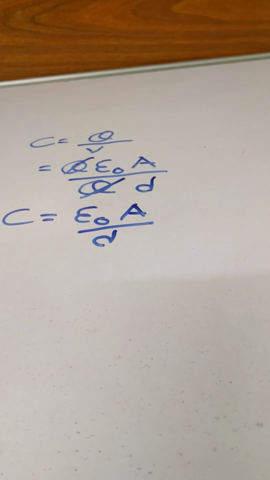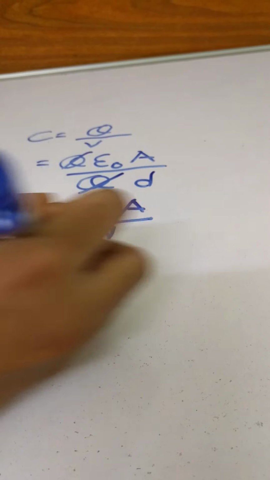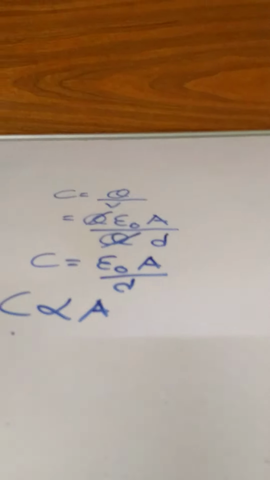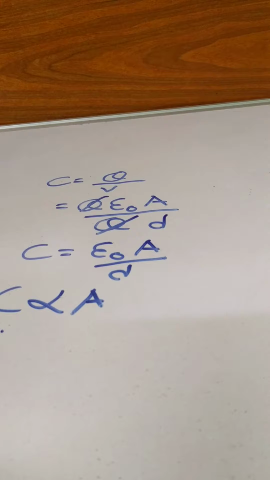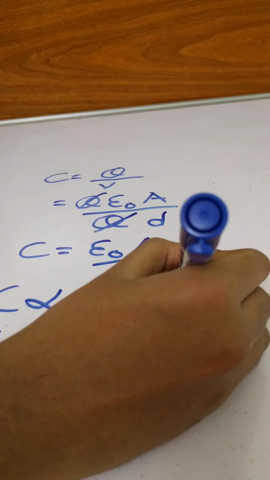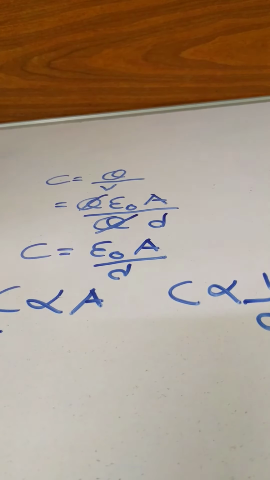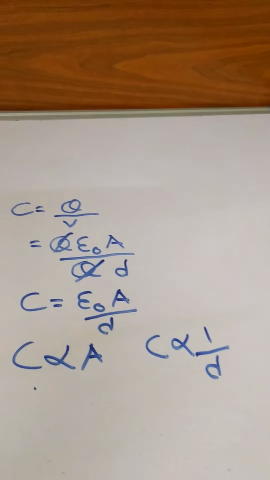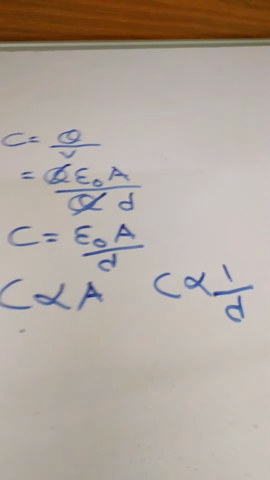So you can conclude one thing, that C is directly proportional to A, and C is also inversely proportional to the distance D. Epsilon naught is a constant, as I told, so C equals epsilon naught A by D.